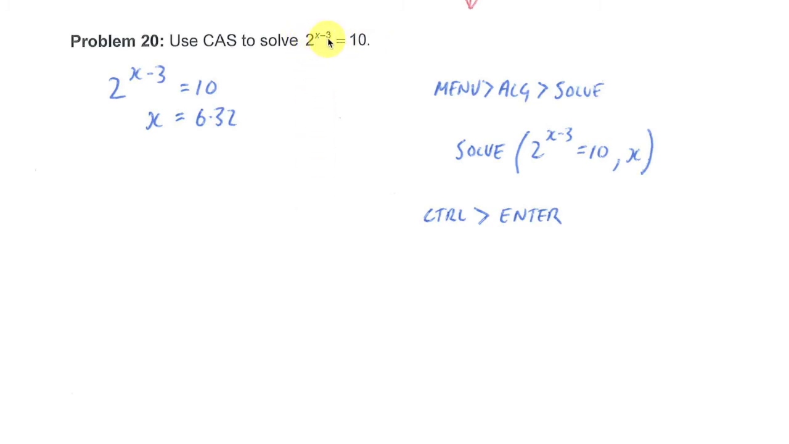In some cases, we may need to evaluate what x is in an equation like this. 2 to the power of x minus 3 equals 10. All we need to show are these steps. Later, I will show you how to use logarithms to find out exact values, but at this stage you don't have those skills. So to work out what x is, we need to use a solve function on our CAS.